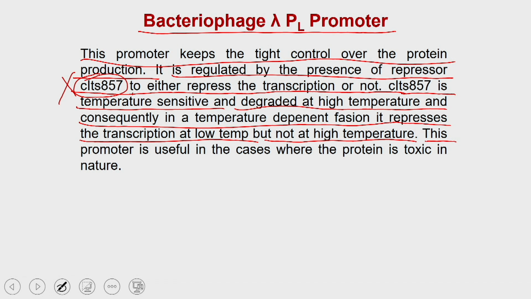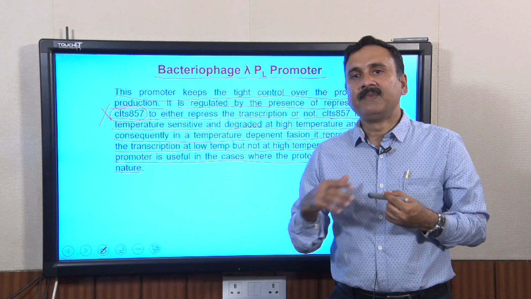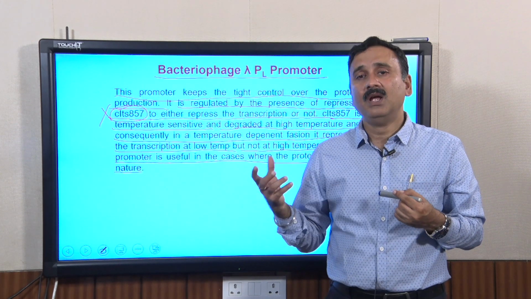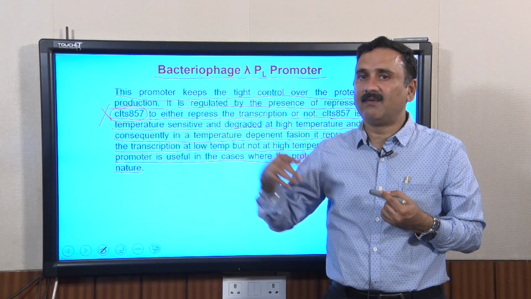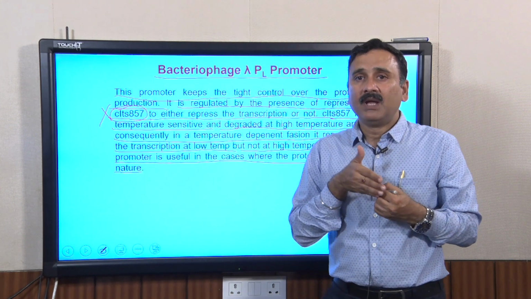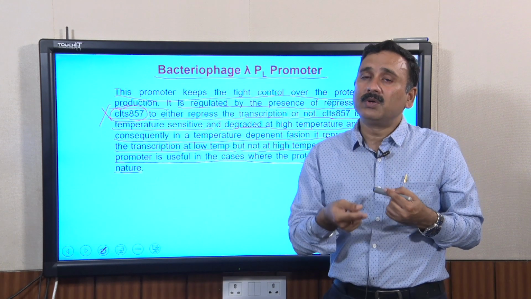This promoter is useful in cases where the protein is toxic in nature. If the protein is very toxic and you use an IPTG based inducible promoter, it is going to start producing the protein, because the bacteria normally contain a small amount of lactose which they take up from the media. As a result you are going to get protein production from the beginning itself, and because the protein is toxic, it is going to kill the bacteria.